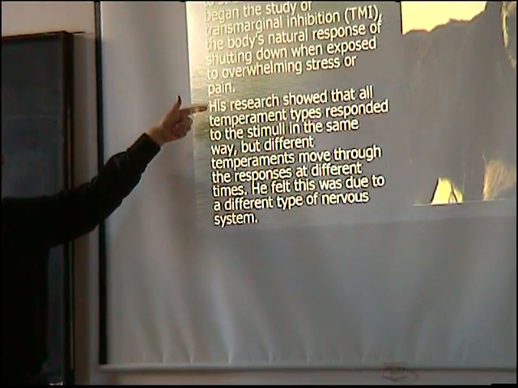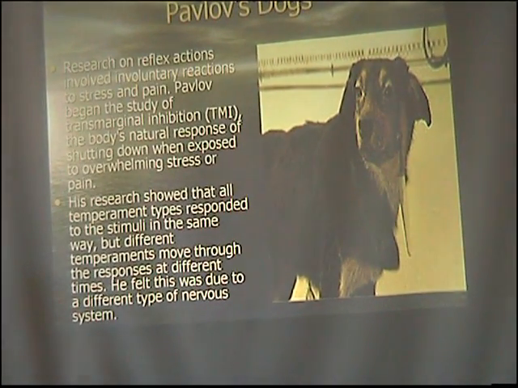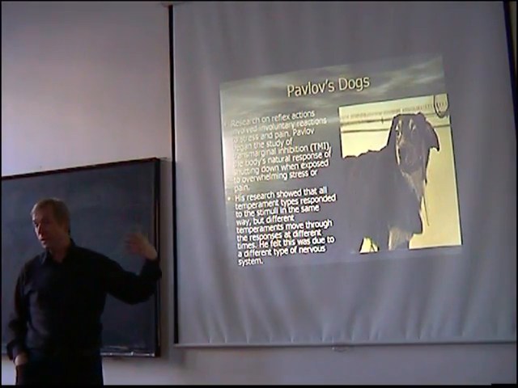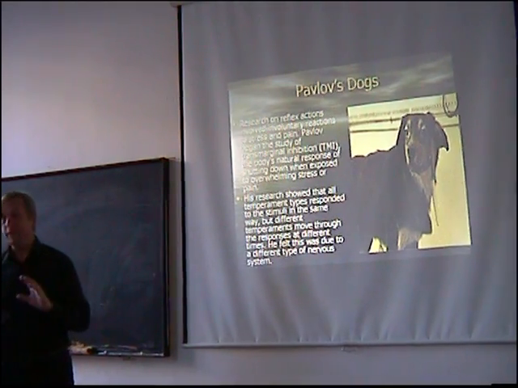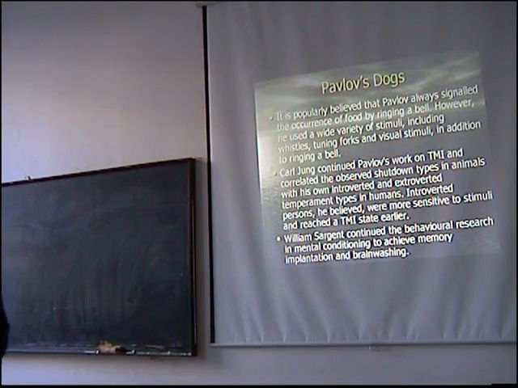So, I mean, what his research showed, that all types responded in the same sort of way. So parts of the body started shutting down in the same sort of way, but how quickly that happened was different. Some groups seemed to shut down a lot more quickly, with a little bit of stress. Others could put up with a lot of stress and pain and so on. And he came up with the conclusion that it was due to different types of nervous system, that some had stronger nervous systems and some weaker nervous systems and so on.